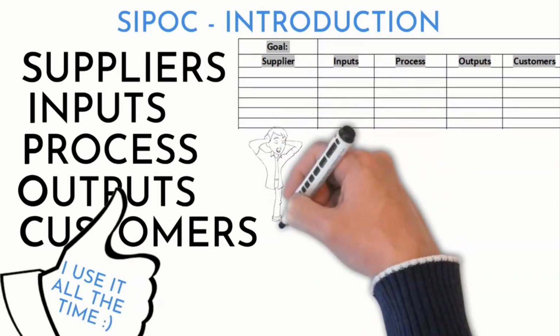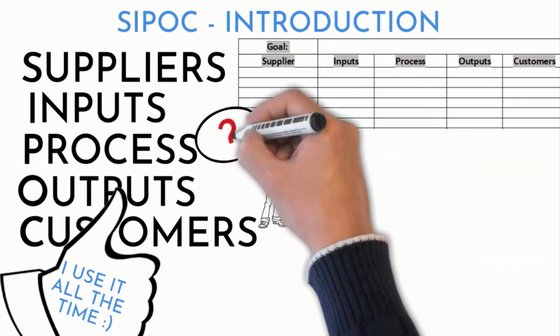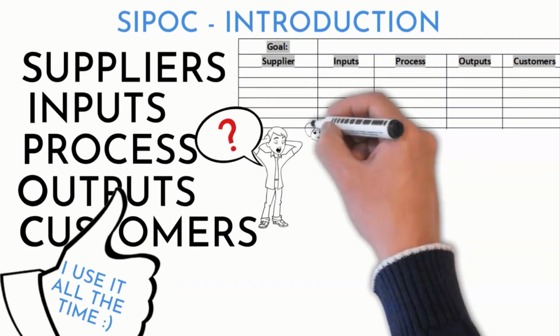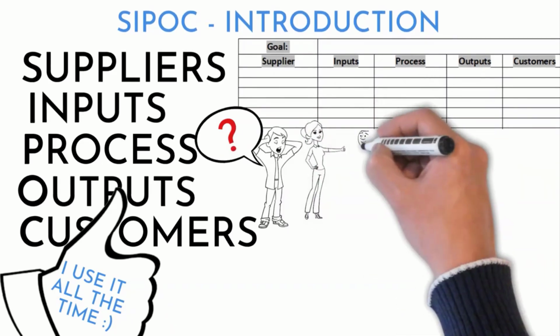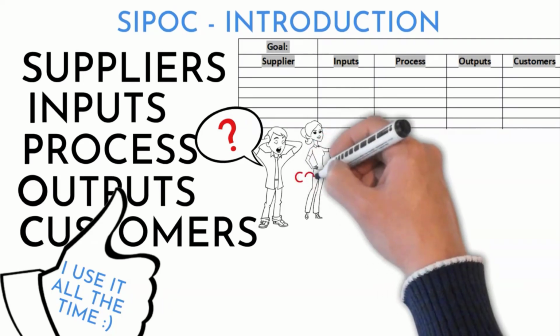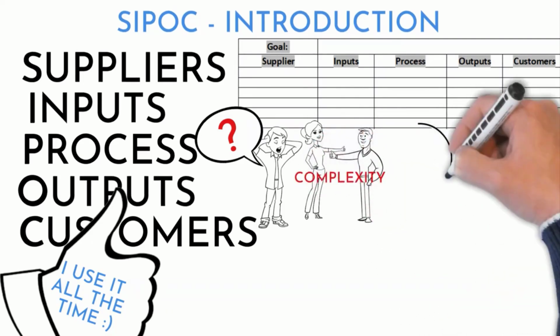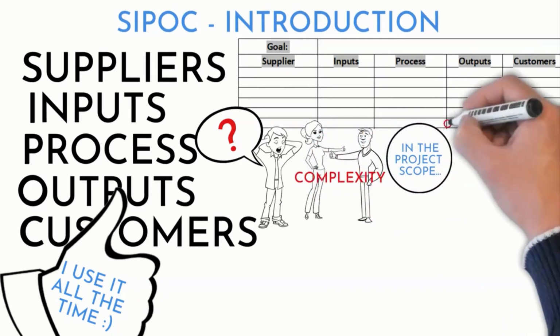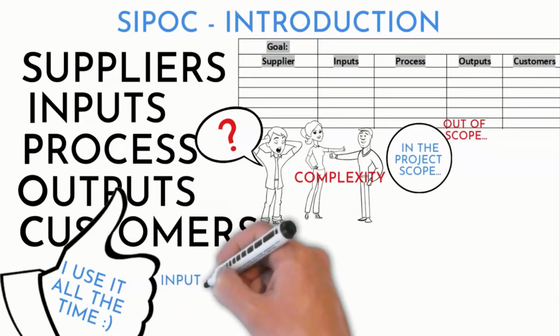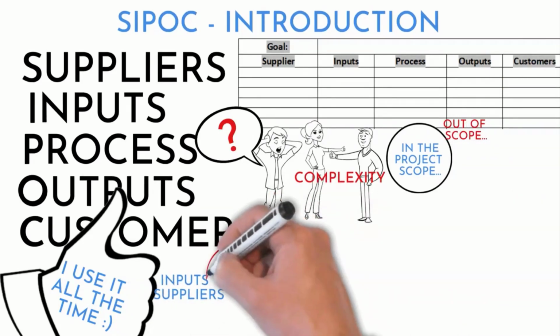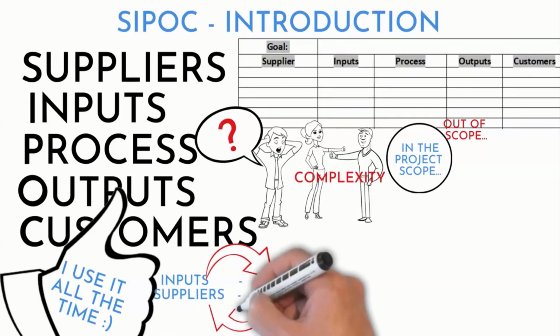It's great for several reasons. It easily describes the current challenging situation. It gives the project leader and team a high-level process understanding. It helps with understanding complex processes. It describes high-level process steps within project scope boundaries. It visualizes correlations between inputs and outputs, from suppliers to customers.